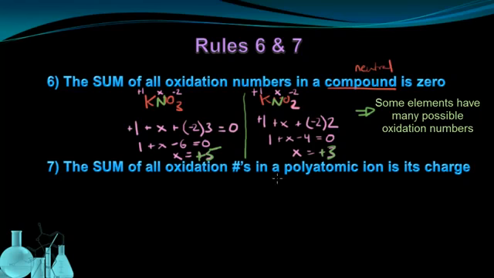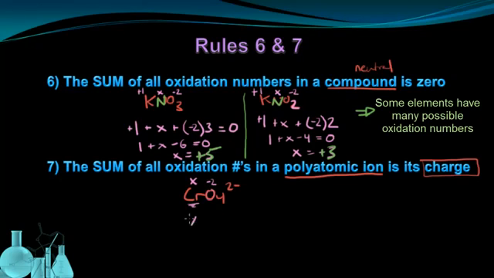Now the next rule is similar to that one. This one says the sum of all oxidation numbers in a polyatomic ion is its charge. And this is going to be best to show with an example. So let's look at the chromate polyatomic ion, CrO4 2-. And in this case, I don't know what the chromium is. I have no rule about chromium specifically, so that's an X. But I do know that oxygen is a -2 because it's not one of the exceptions.